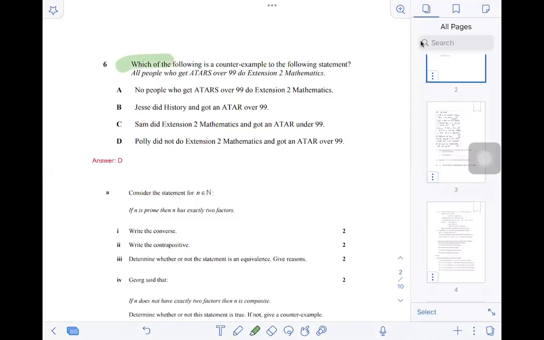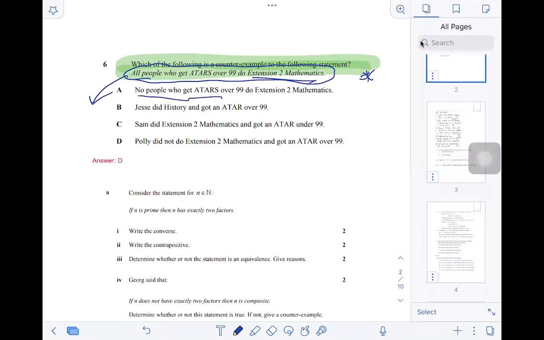Okay, so looking at the first one, which of the following is a counter example? A counter example is something that's going to disprove this statement. It says all people who get ATARs over 90 do extension maths. We're trying to say that if all of the people, not just all of them, every single one of them, get over 90, then they do extension maths.